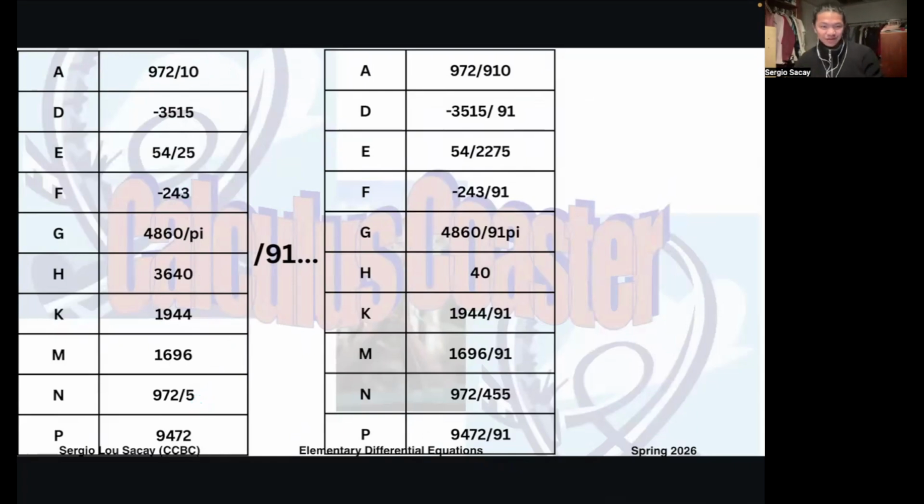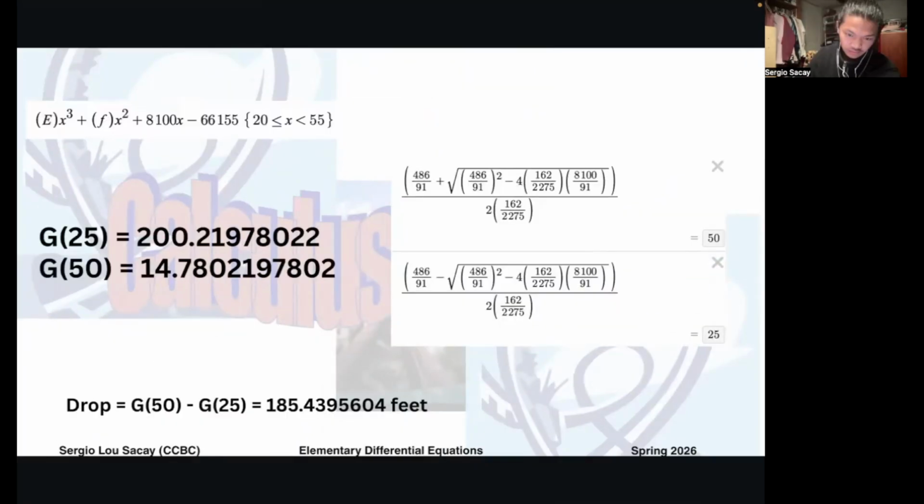So apparently Bob made a mistake and he based off the y units by a factor of 91, so we just divided all the constants by 91. Yep, so here we go. Okay, so I just had to fix a mistake.